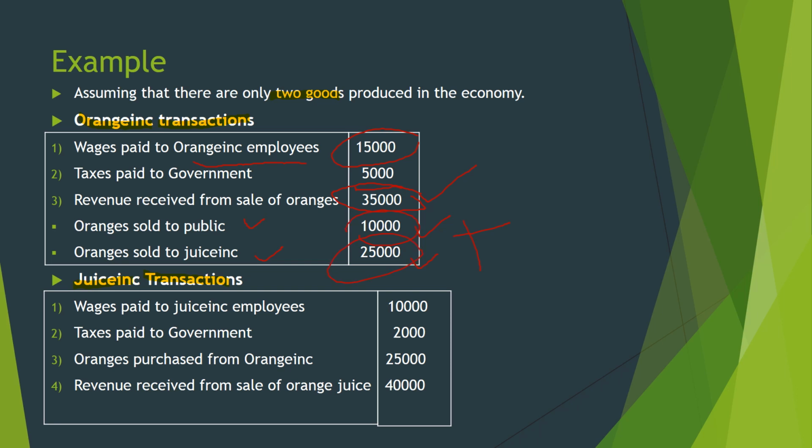Next, the information about the juicing transactions is given: wages paid to the juicing employees are 10,000, taxes paid to the government are 2,000, oranges purchased from the Orange Inc. company are 25,000, and revenue received from the sale of orange juice is 10,000. So, by incorporating this information, we calculate the economic activity using different methods one by one.